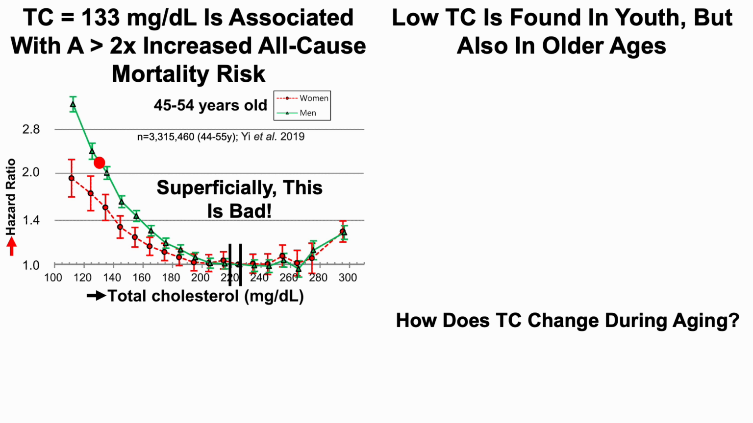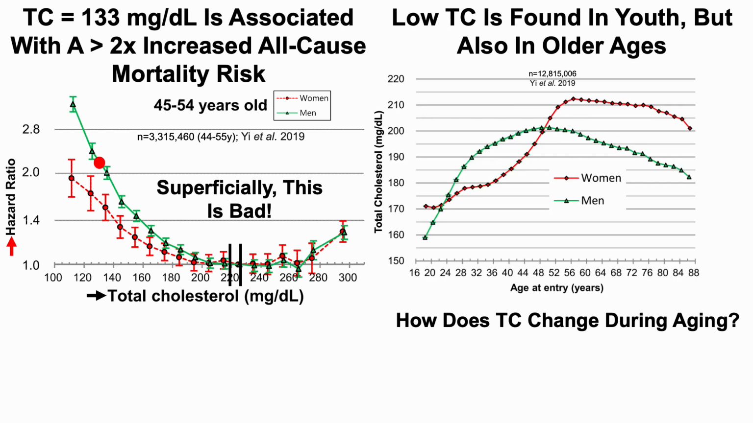And note that low total cholesterol is found in youth, but also in older ages, which is what we can see here. So this is the larger study based on the study on the left, and this includes total cholesterol on the y-axis plotted against age of entry on the x. So this age range goes from 18 to 88 years. So what we can see for both men and women is that low total cholesterol is found in youth, somewhere in the 160 to 170 range, depending on if you're a man or a woman.